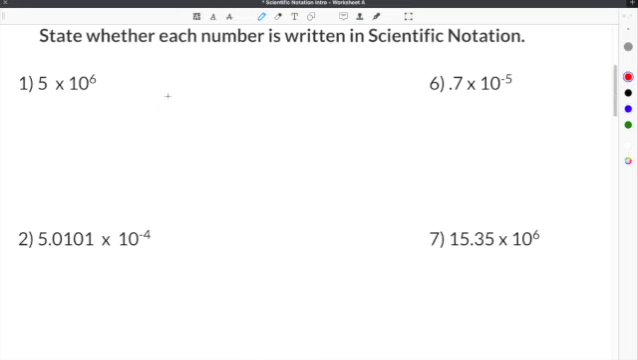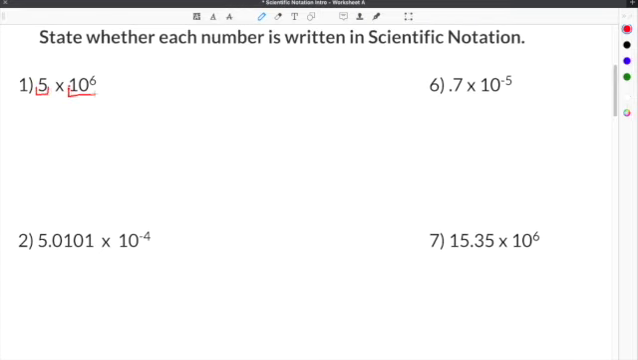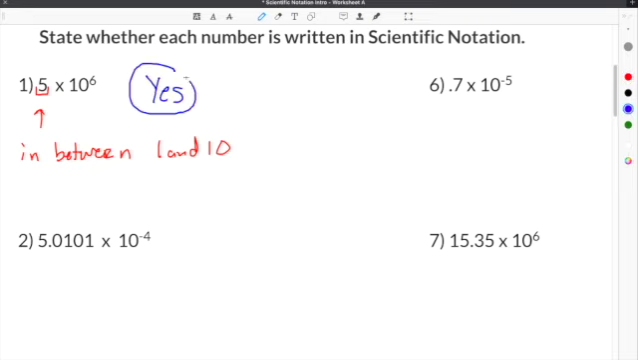So let's do a couple practice problems on our Intro to Scientific Notation worksheet. The directions say to state whether each number is written in scientific notation. So you simply have to look at each of these numbers and determine if they are correctly written in scientific notation. If you look at number 1, it gives us a base of 5 and then a power of 10, that is 10 to the 6th power. Our base of 5 is in between 1 and 10. That means that this number is written in scientific notation.